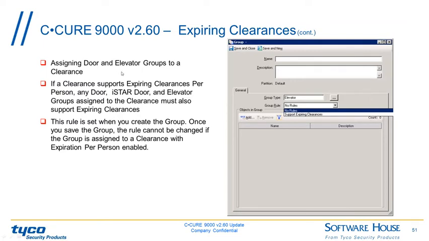And you can assign door and elevator groups to a clearance also. So if a clearance supports expiring per person, any door, iStar door, or elevator that can be assigned to this clearance must also support the expiring clearances. Okay? And you set this rule when you create the group. So once you save the group, you can't change the rule if the group gets assigned to a clearance where expiration per person is enabled. So if you set this group up to support expiring clearances and you assign it to a person with expiring clearances, you can't come back and change the group rule to no rule.